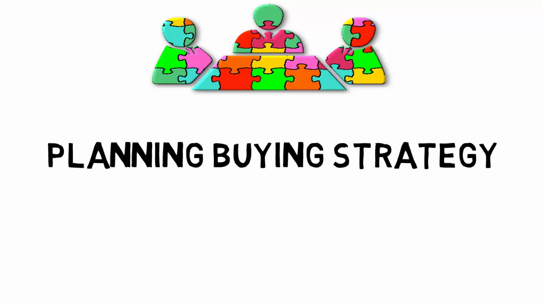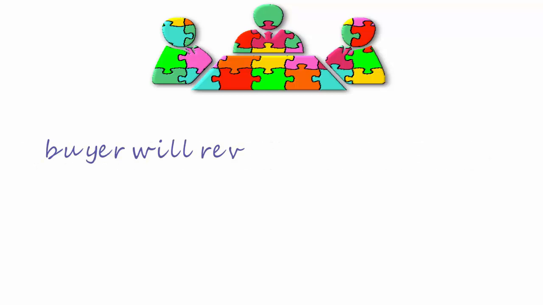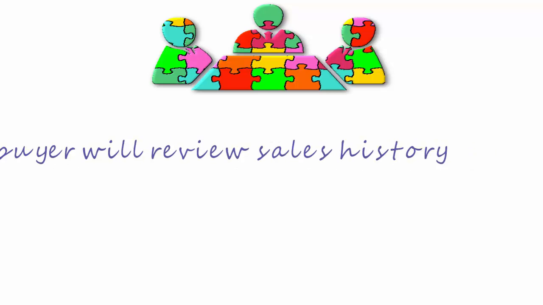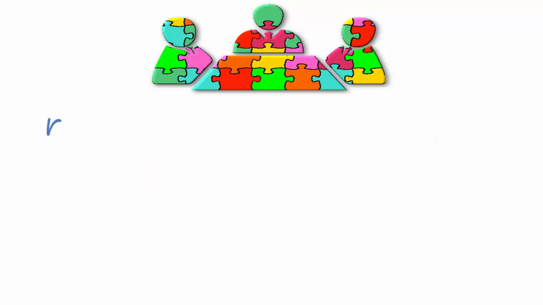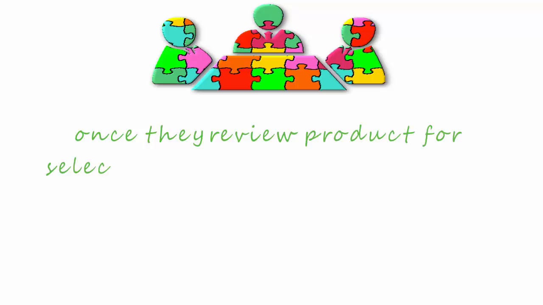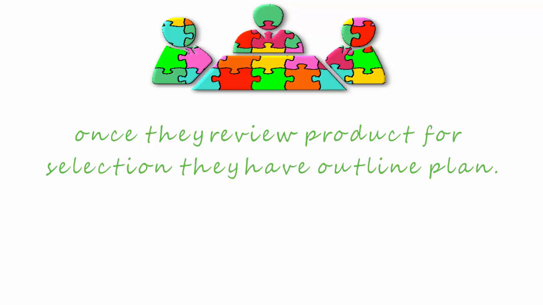Planning buying strategy. The buyer will first of all review sales history, which will reflect customer demand for recently stocked product. They then research and analyse consumer trends and develop their buying strategy so that once they start to review product for selection, they have an outlined plan.